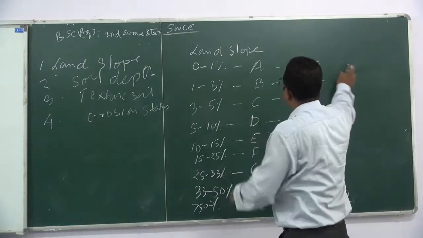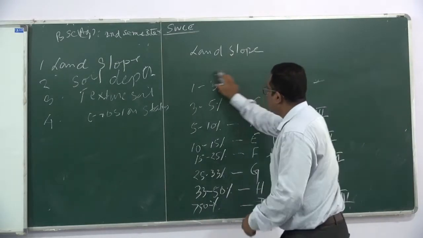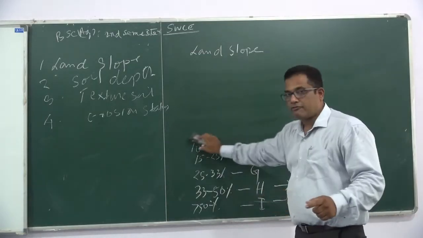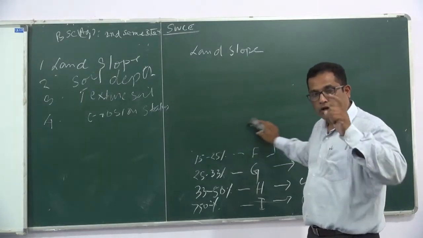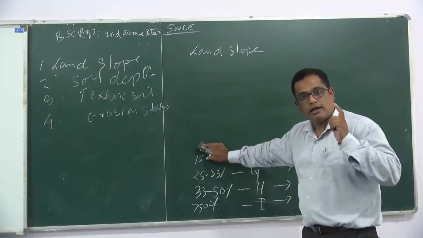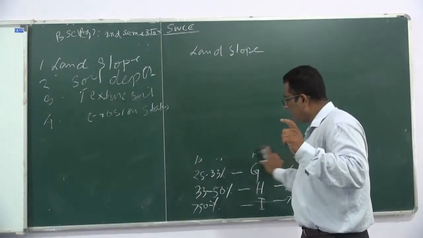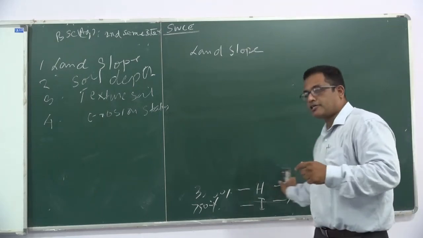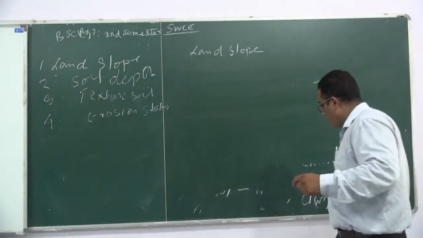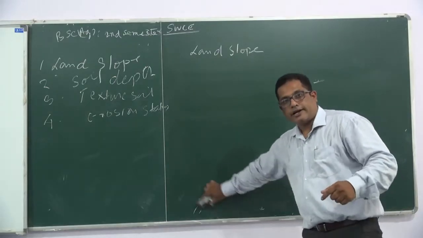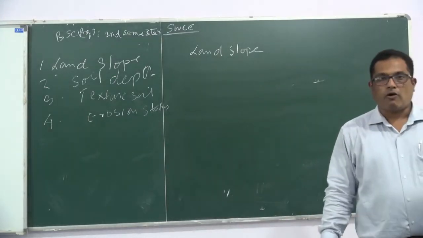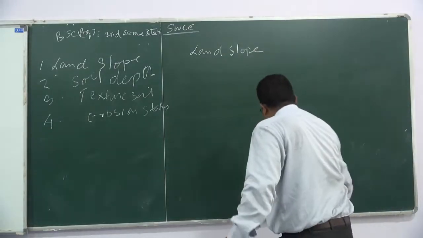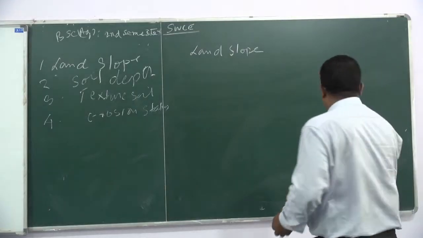Now coming to soil depth. Yesterday we defined the top soil, the soil in the A horizon, the soil in which cultivation takes place, where you have a reservoir of nutrients as well as moisture and humus or organic matter. That is your top soil. So soil depth is the next criterion in this land capability classification.